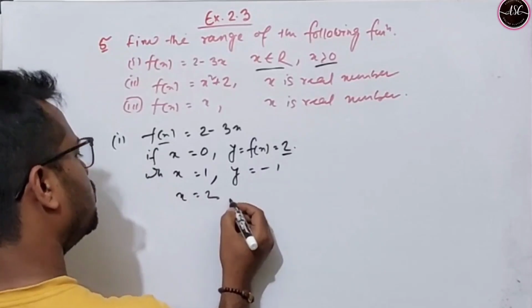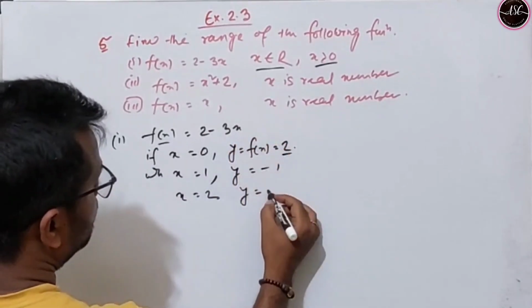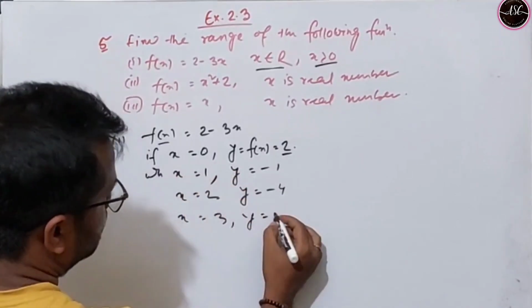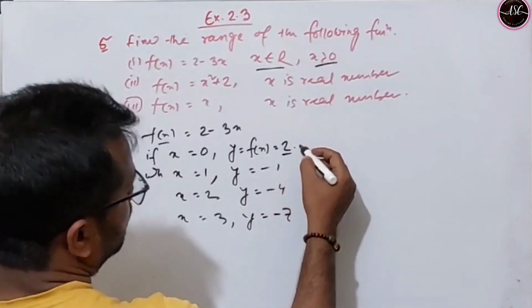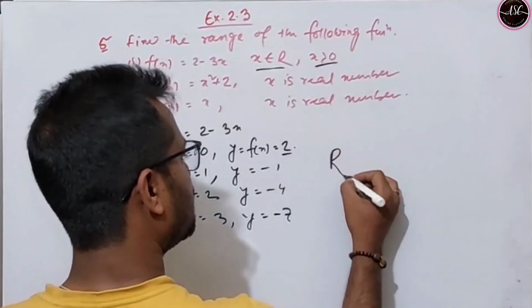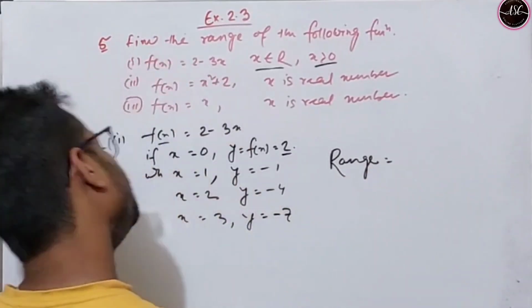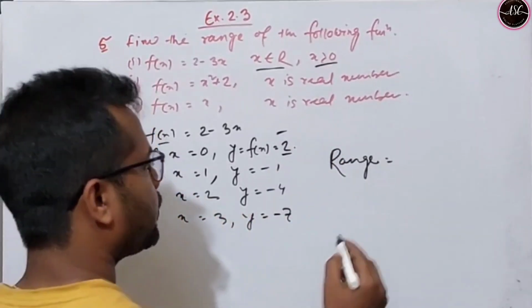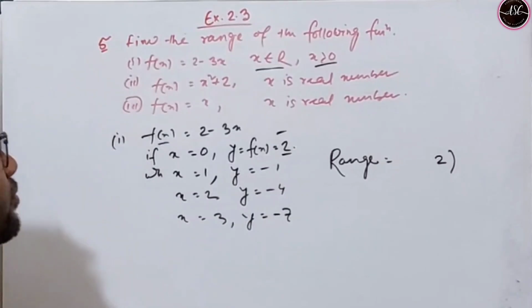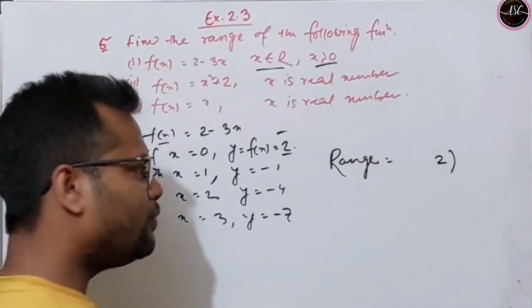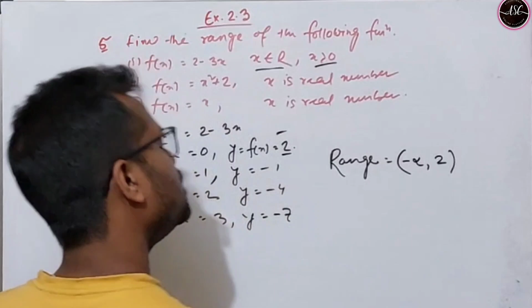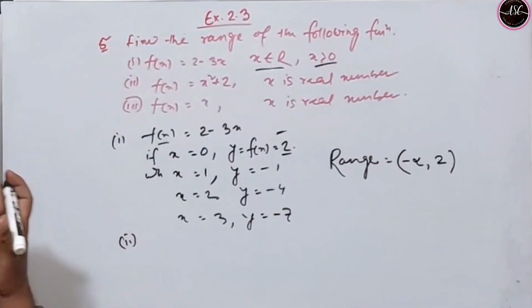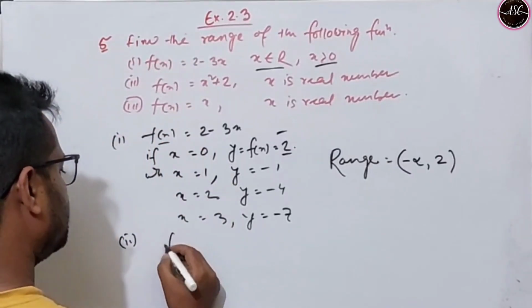When x equal to 2, y equal to minus 4. X equal to 3, y equal to minus 7. So we see the range will be the value of y up to 2. Upper limit is 2. So here the range will be 2 within the closed bracket, and here the value goes up to minus infinity. That means minus infinity comma 2, okay, will be the range. The first question has been done. Second question. f(x) equal to x square plus 2.